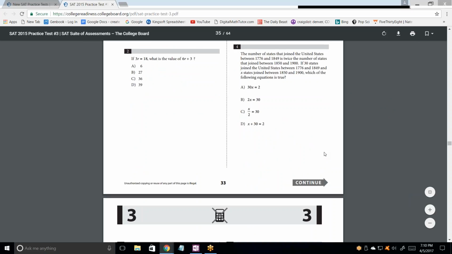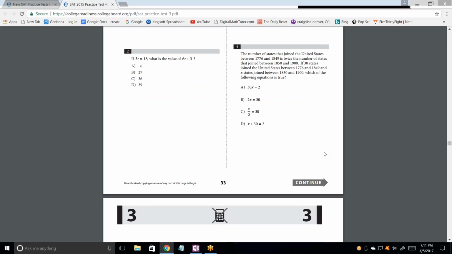Number 4. The number of states that joined the United States between 1776 is twice the... Nick, let me give you one more recommendation. Don't read it out loud. You're not going to be able to do that in the test, correct? Yeah. I mean, you're going to be surrounded by 30 or 40 other people, aren't you, when you take it? Not going to be able to read it out loud. So read it to yourself just to practice that aspect.